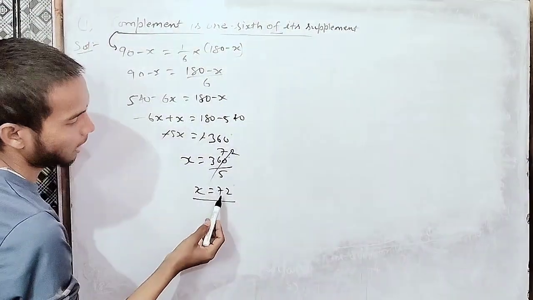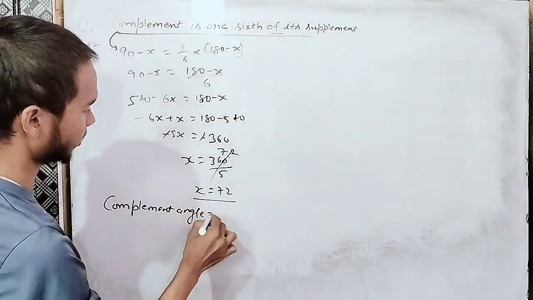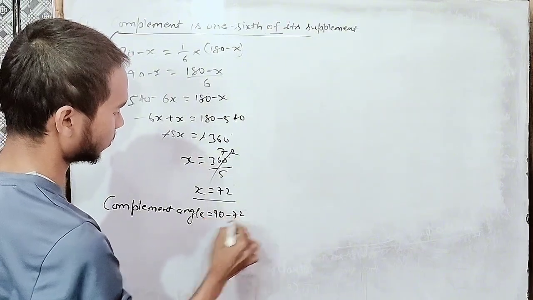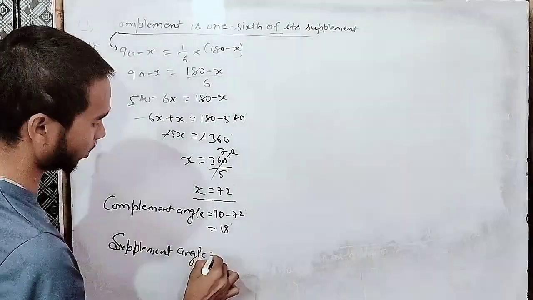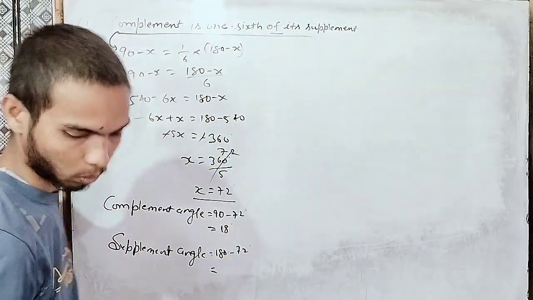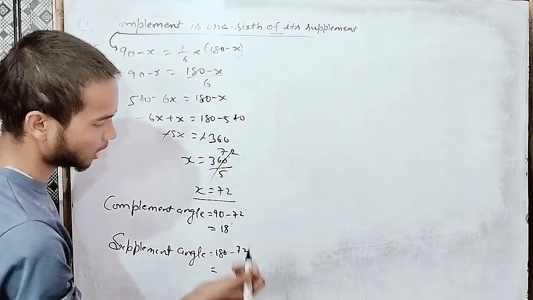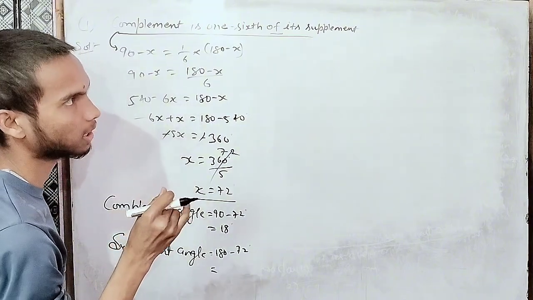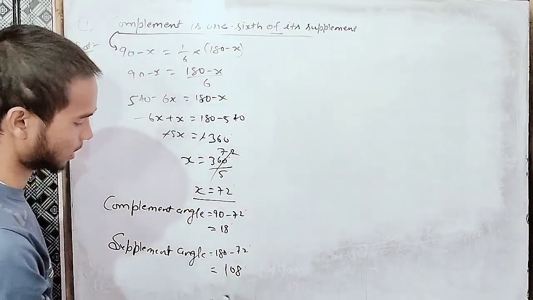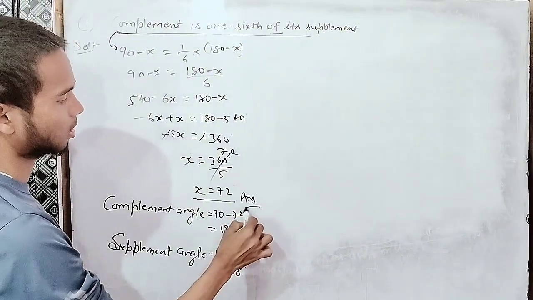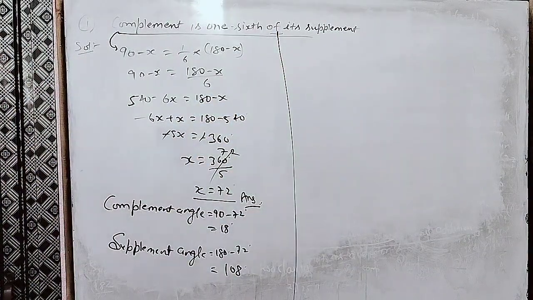Now the complement angle of this would be 90 minus 72, which is 18. The supplement angle would be 180 minus 72, which is 108. So 18 and 108. Did you understand? Did you understand?